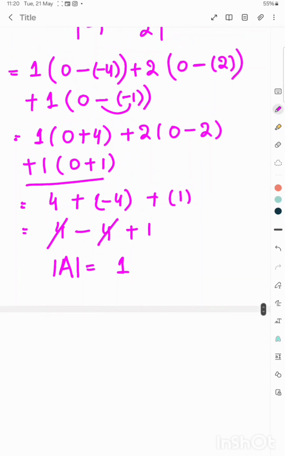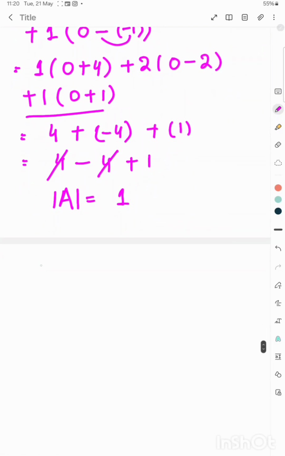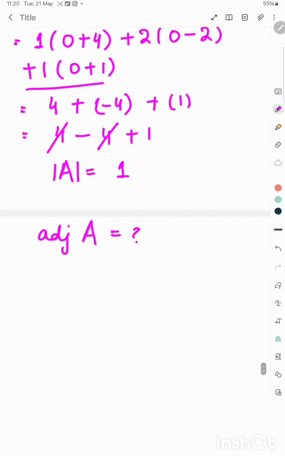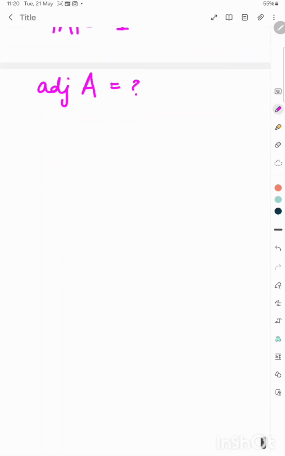So students, as you see, we found the determinant of A, which is equal to plus 1. Now I will go further and solve for the adjoint of A. Now we have to find the adjoint of A. So students, for finding the adjoint of A, there are 3 steps involved. In the first step, we will find the minors.